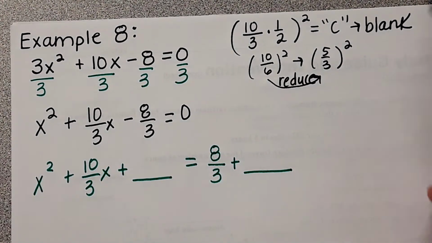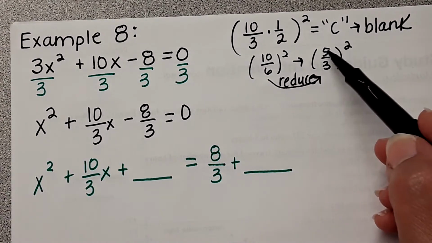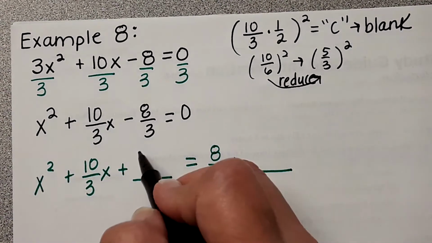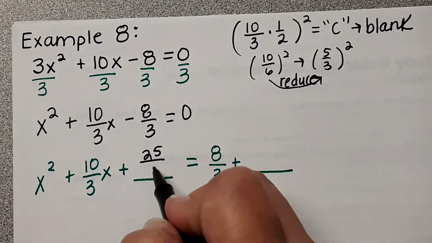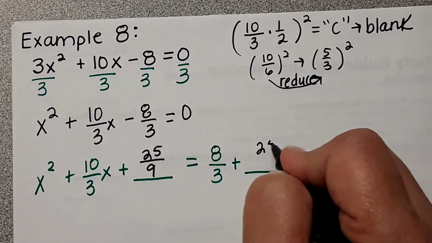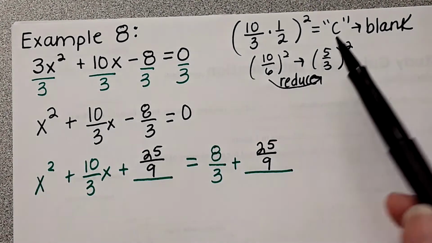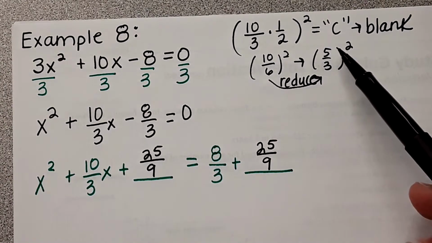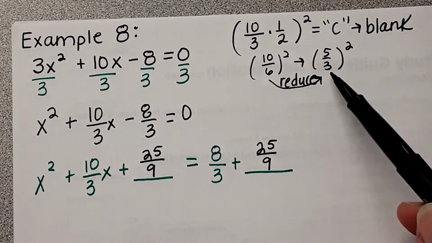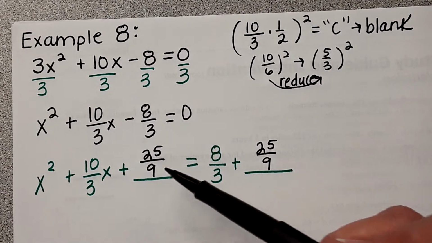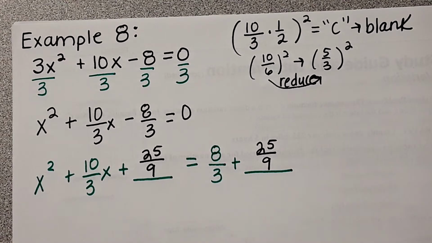Okay, so now I'm going to square it. And when you square it, what's 5 squared? And what's 3 squared? So again, I reduced my fraction and then I squared the top and the bottom. I squared the numerator and got 25. I squared the denominator and got 9. Now we've got to figure out 8/3 plus 25/9.